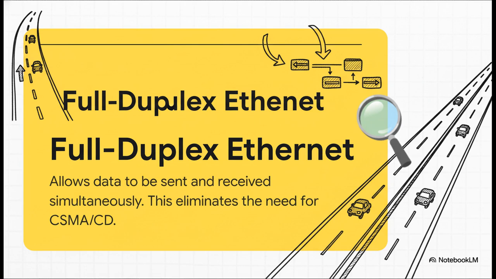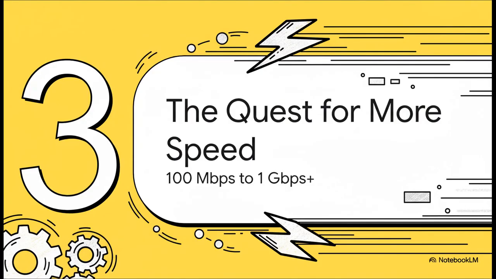Think of it like this. We just upgraded a single-lane road to a multi-lane, two-way highway. Data could now be sent and received at the exact same time, effectively doubling the potential bandwidth. And all those old polite CSMA/CD rules, we didn't need them anymore. They became totally obsolete.